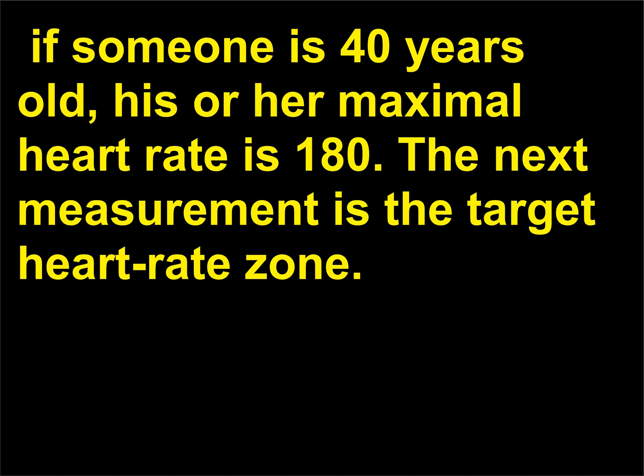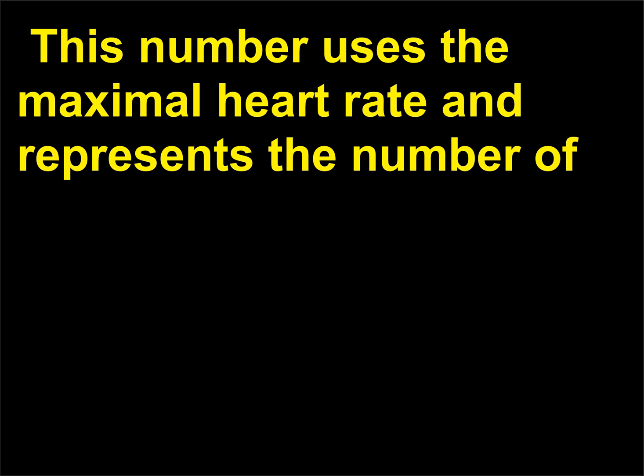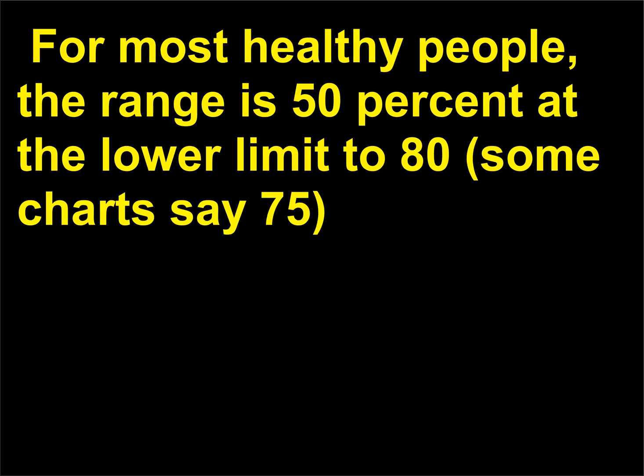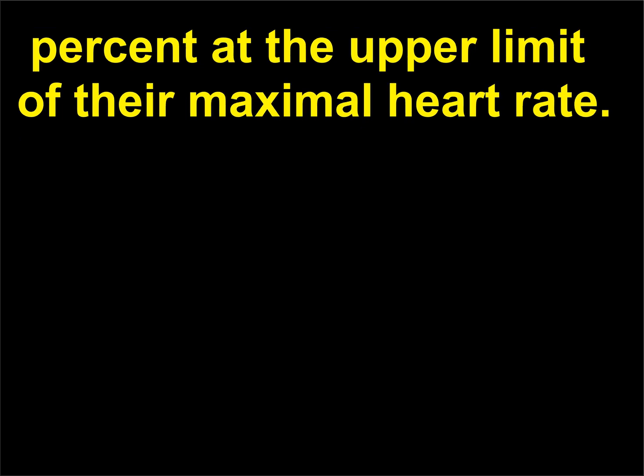The next measurement is the target heart rate zone. This number uses the maximal heart rate and represents the number of times per minute at which a heart should be beating during aerobic exercise. For most healthy people, the range is 50% at the lower limit to 80%, some charts say 75%, at the upper limit of their maximal heart rate.